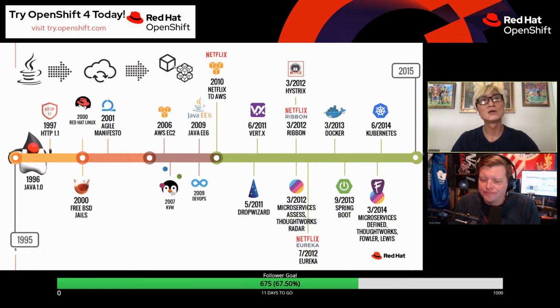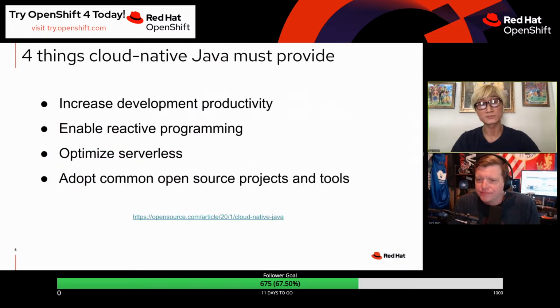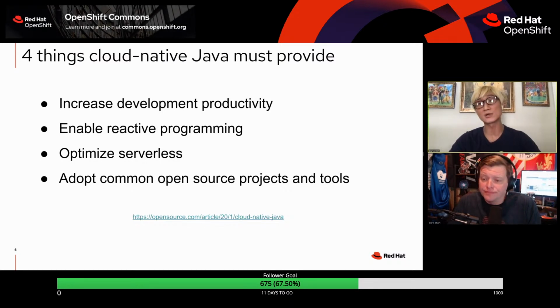So let's think about how this kind of technology trend impacts our developers at this time. Here are four things, and actually there could be more. There are a couple of things a cloud native Java application, Java framework, and platform must provide to Java developers. I recently wrote an article on opensource.com.